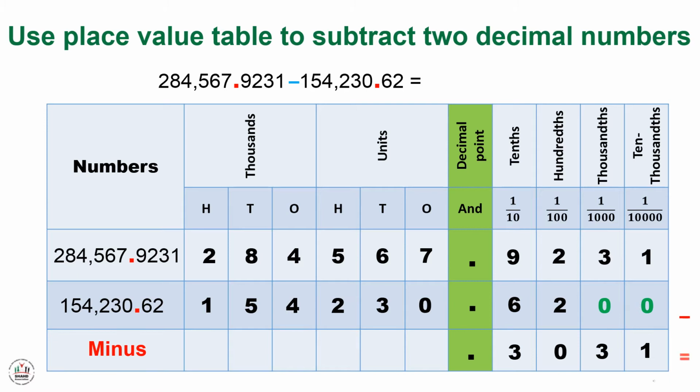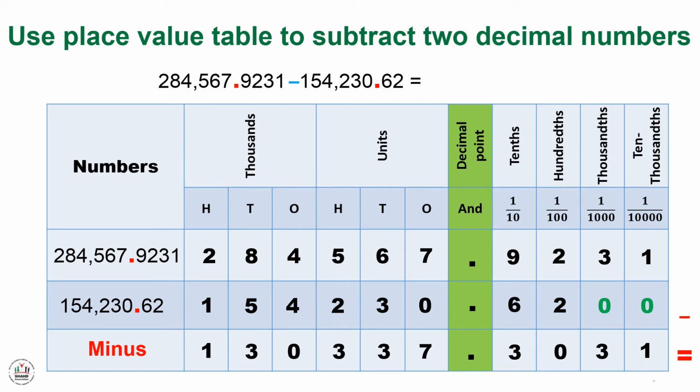7 minus 0 is equal to 7. 6 minus 3 is equal to 3. 5 minus 2 is equal to 3. 4 minus 4 is equal to 0. 8 minus 5 is equal to 3. 2 minus 1 gives me 1.